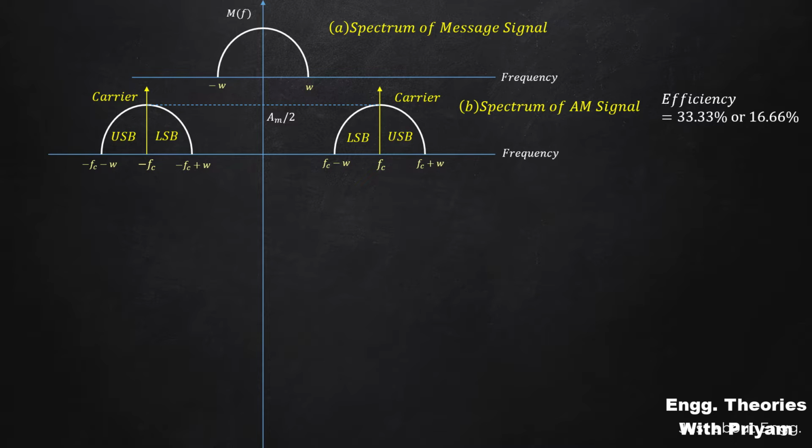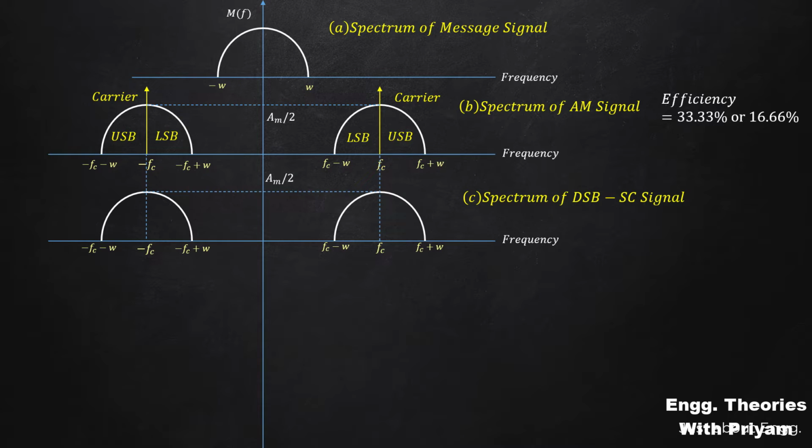But in the case of the DSB-SC modulation, the carrier signal is suppressed and only upper and lower sidebands are transmitted. As both sidebands carry the same information, this modulation is only 50% efficient. So for the efficient transmission, we need any of the two sidebands. This is the spectrum of the DSB-SC modulated signal, where we have both sidebands but no carrier signal.